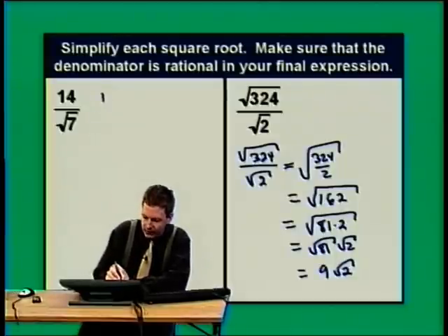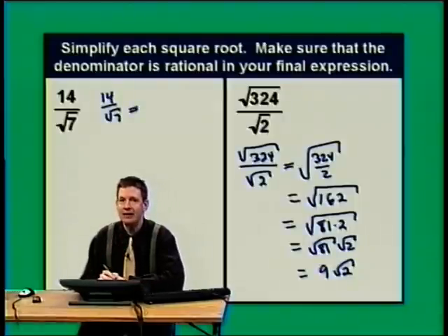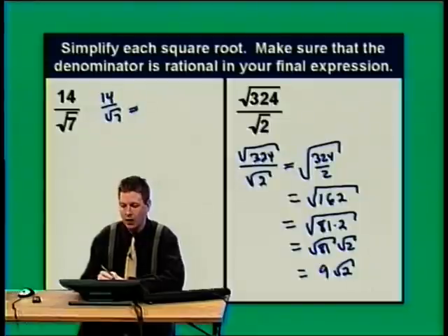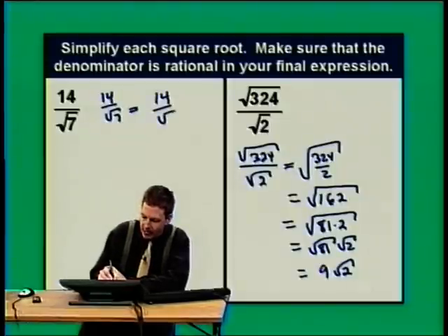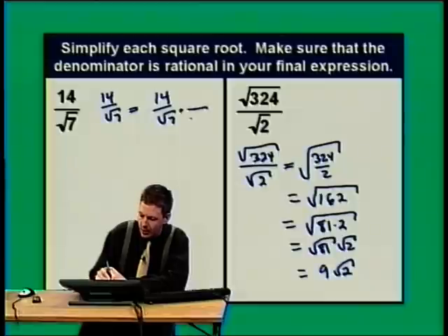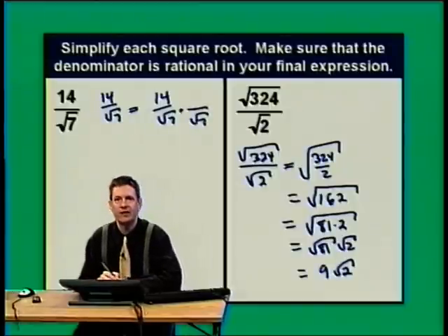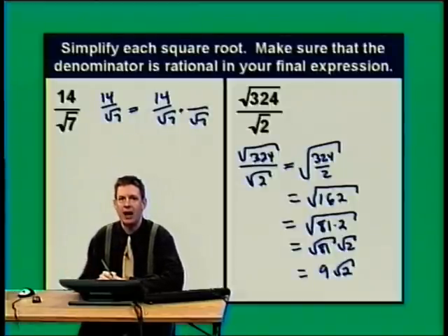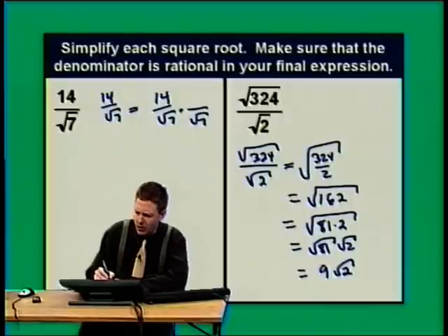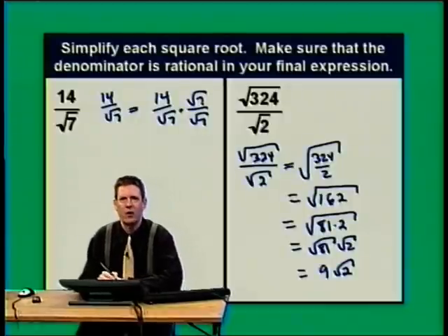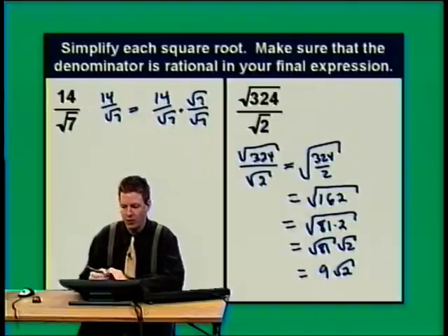Well, if I take 14 over the square root of 7, this time I can't divide the 7 into the 14 because the 14's not underneath the square root. So this time I am going to play the trick that I'm going to multiply the denominator by the square root of 7 so that the net result in the denominator is going to be 7. And I'm also going to multiply the numerator by the square root of 7 because if I multiply overall by any number other than 1, I won't have the same number that I started with.